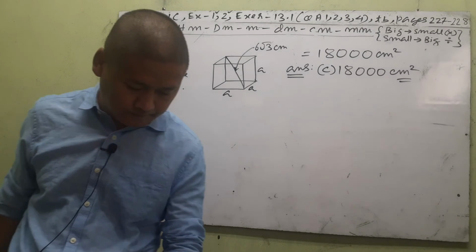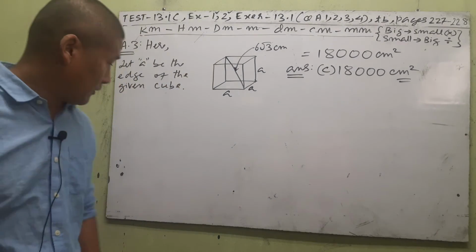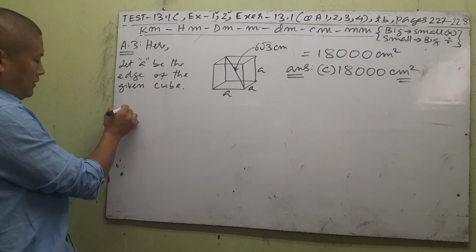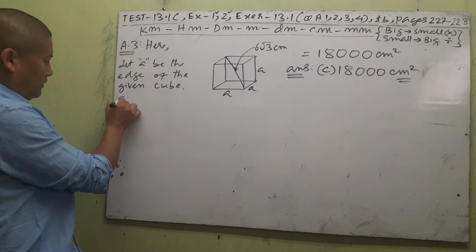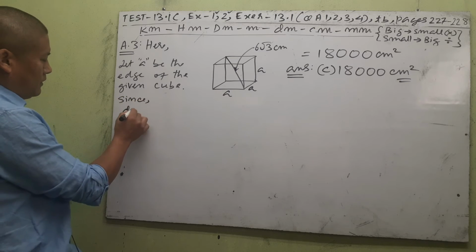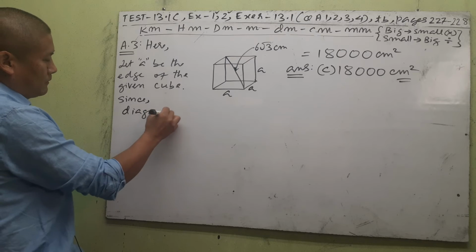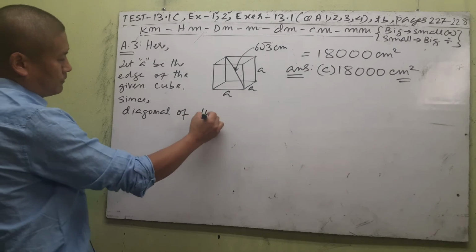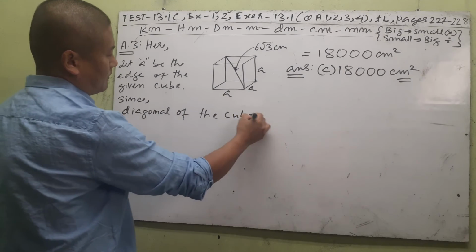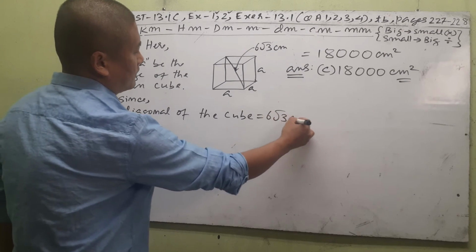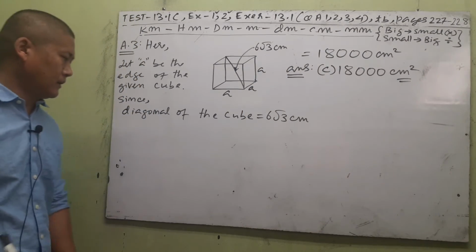Let's say the diagonal of the cube is given to us, since we know from the question, as 6 root 3 centimeter, clearly.